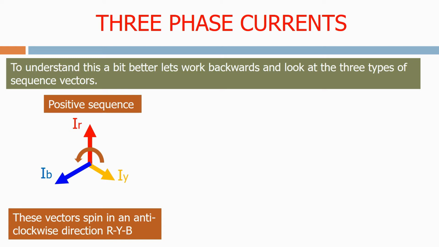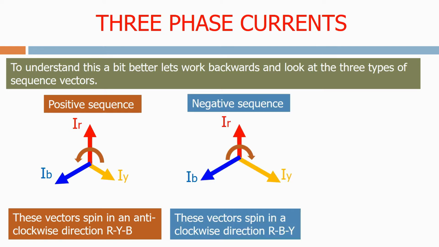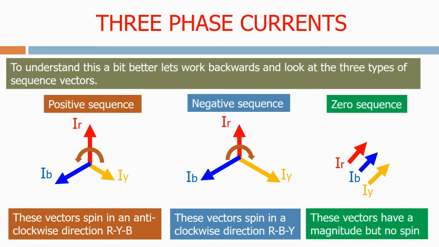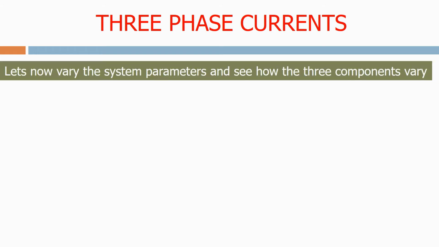The first is positive sequence. These vectors spin in an anti-clockwise direction: red, yellow, blue. Next we have negative sequence. These vectors spin in a clockwise direction: red, blue, yellow. And finally, we have zero sequence vectors. These vectors have a magnitude, but no spin. Let's now vary the system parameters and see how the three components vary.